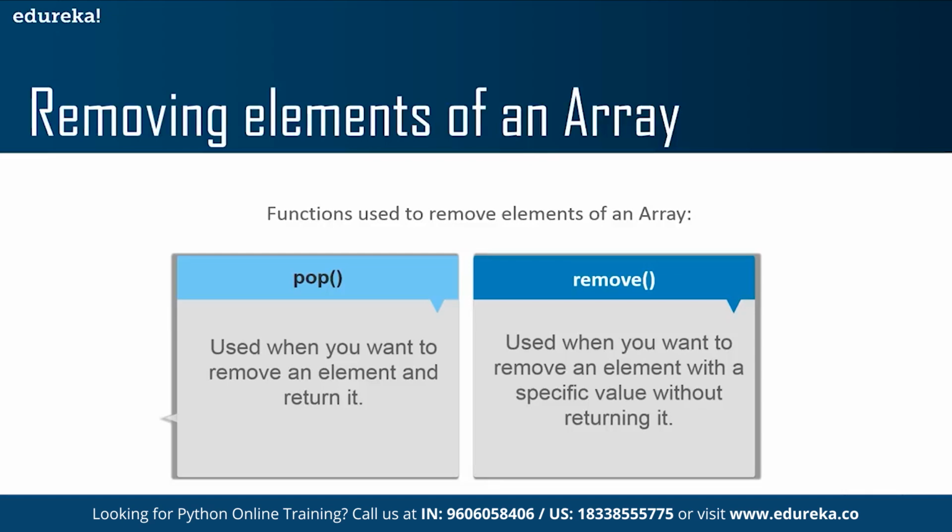The pop function removes the element and returns it, whereas the remove function will remove it but it will not return it. The pop function can either take no parameters or one parameter. The parameter it takes is the index value of the element to be removed. If you do not specify any parameter, it will remove the last element from the array. The remove function takes one parameter, which is the element to be removed itself.